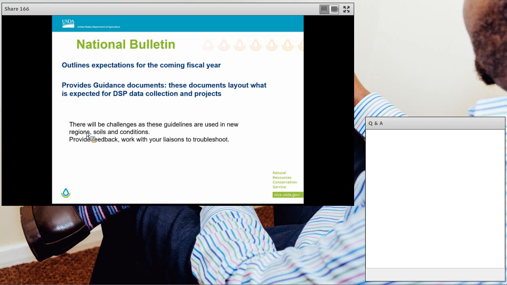There will be challenges with these guidances because they're new. Well, they're not really new. They've been used for a while, but anytime you take something tested in a few places and expand it to the whole country, you're bound to run into some problems. But think of it as you would all other soil guidance. There are places where things don't work. There are adaptations that have to be made.